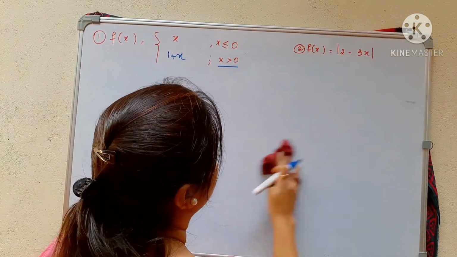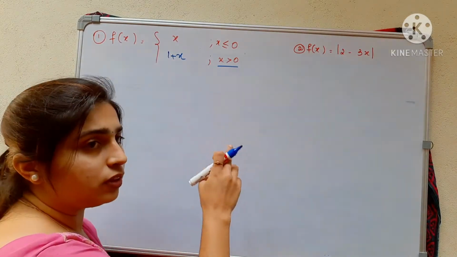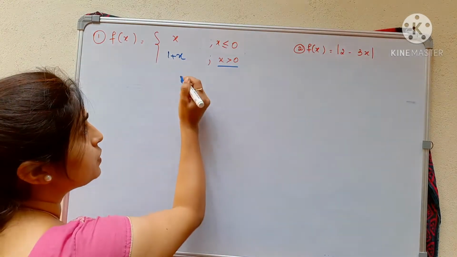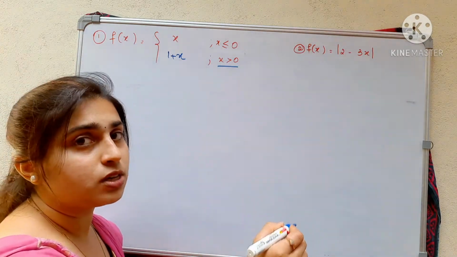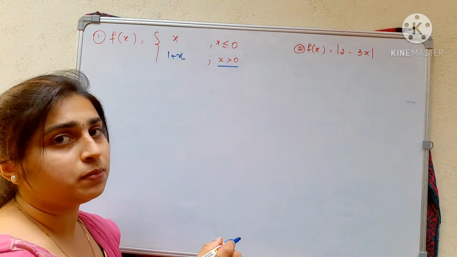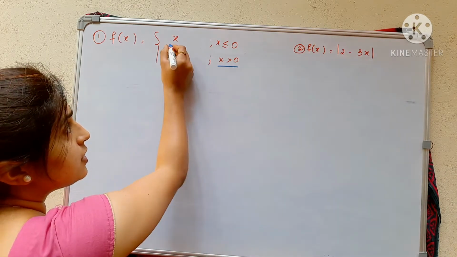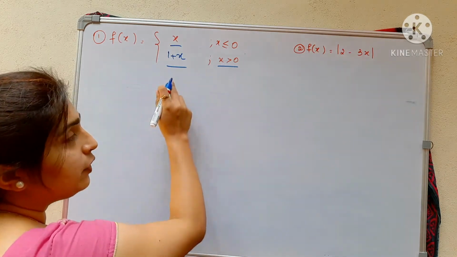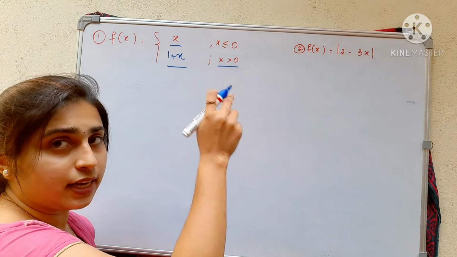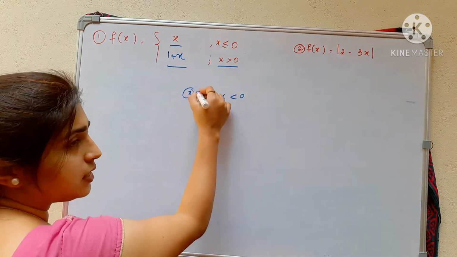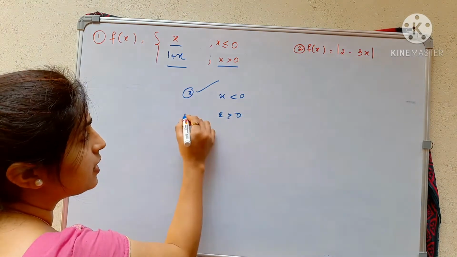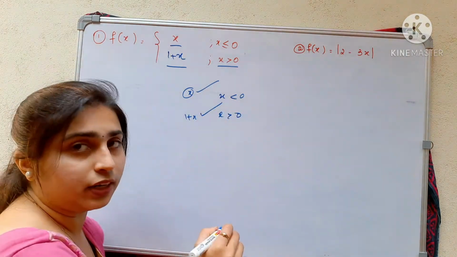Now let us solve the problems. For the problems, we have to check for continuity. Only if a function is continuous can it become differentiable. So this is a polynomial function, and it will be continuous in its intervals. For x less than 0, this is x, which is continuous. For x greater than 0, it is 1 plus x, which is also continuous.